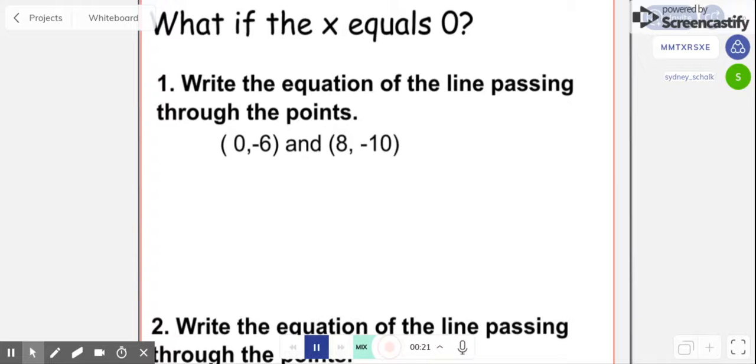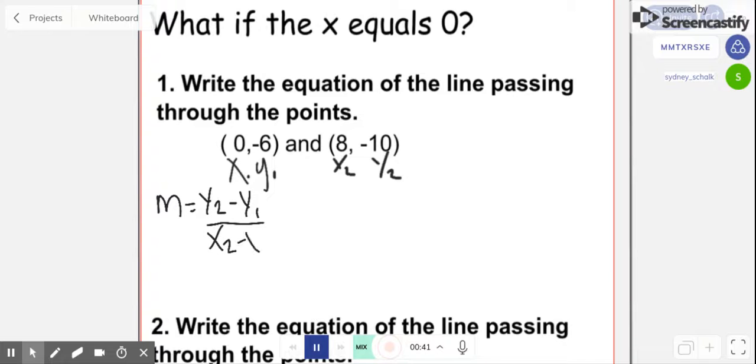So remember, when we have 2 ordered pairs, we have to label our x and our y of each. So we have our x1 and our y1, and our x2 and our y2. Now, our equation for finding the slope when given 2 points is m equals y2 minus y1 over x2 minus x1. Nothing new here. We've done this before. So all we have to do is plug our numbers into our equation.